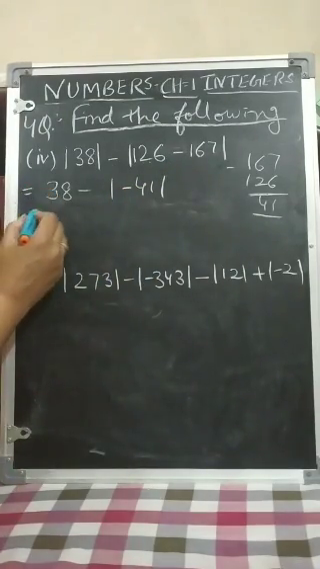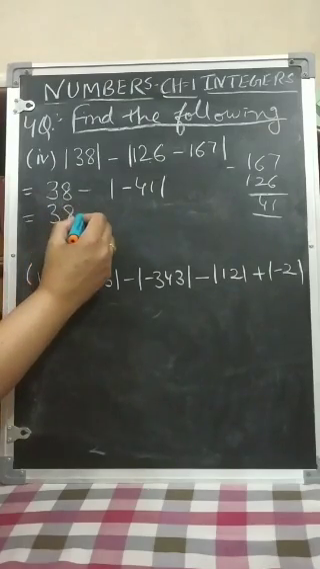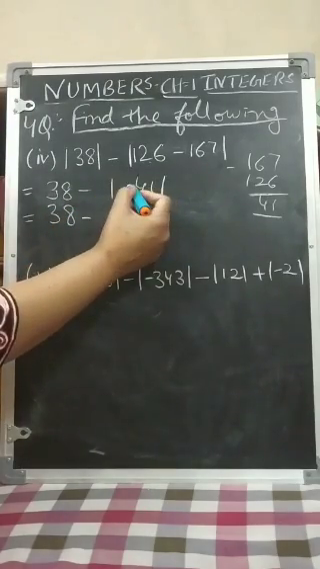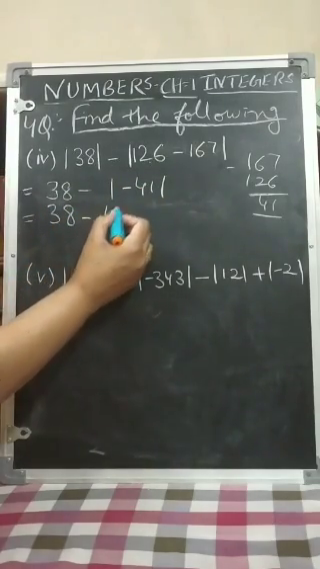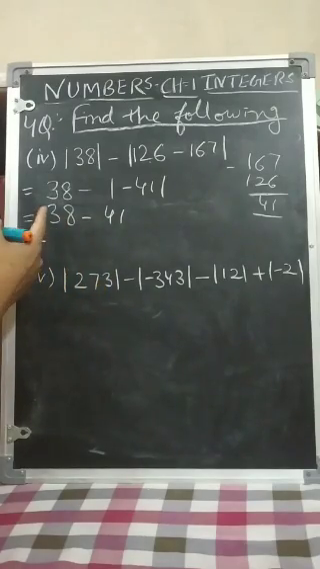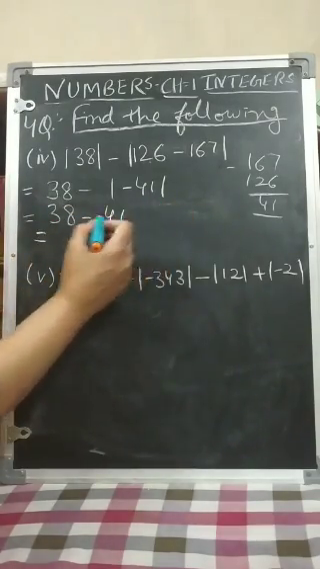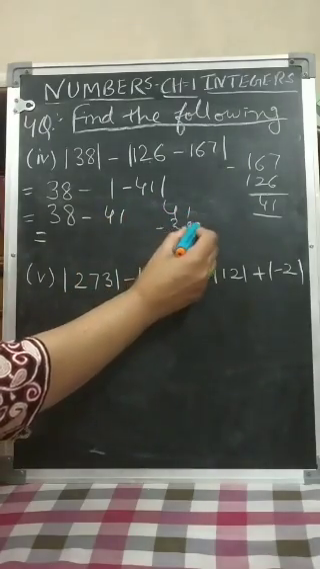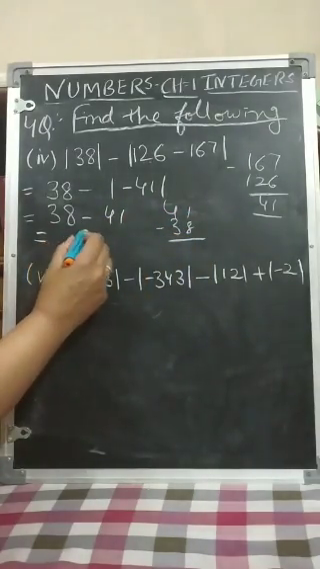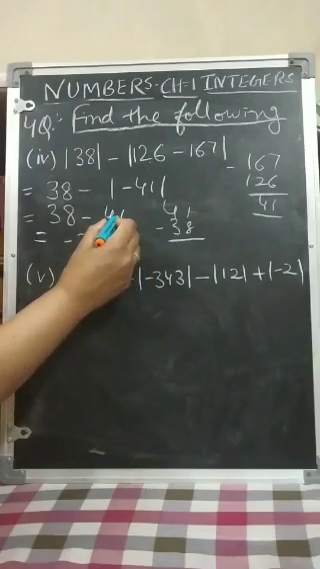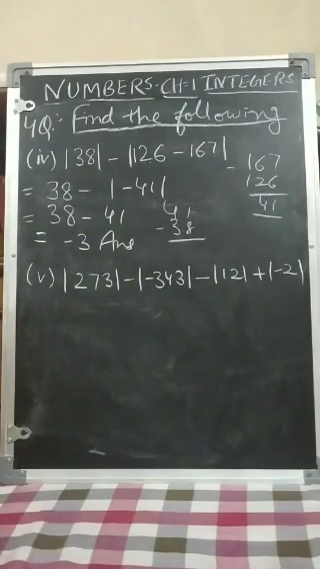Now further you will solve it. 38 minus will remain here, and 41 absolute value will be only 41. Now this is plus sign, this is minus sign, so we will do minus 41 minus 38 you will do, and you will get minus 3 answer. Big number is of minus, you will get the minus 3 answer.